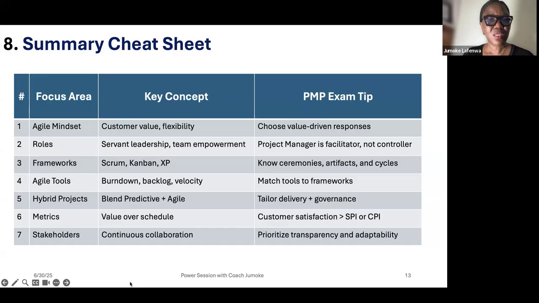And then metrics. The metrics, how to determine whether you are doing well or not, is value delivery, early and consistent value delivery. That is value over schedule. And then for the PMP exam, customer satisfaction must be greater than SPI. I'm assuming you all know what SPI is. SPI is the Schedule Performance Index that is calculated by EV divided by PV. EV stands for earned value, while PV stands for planned value.